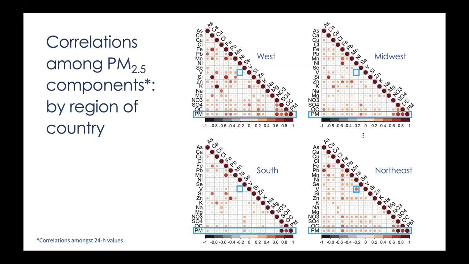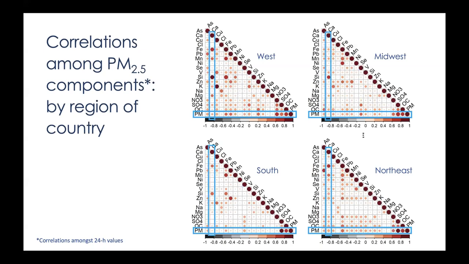We also see that the correlations are strong between components that are related to similar sources. In this case, in the blue squares, we see the correlations of vanadium and nickel, which are both seen as tracers for residual oil combustion. And we see that even for these tracers, they are correlated with each other, but the strength of this correlation varies by region of the country, where we see the strongest correlation between vanadium and nickel in the Northeast, which is analogous to what we saw previously on the maps, where oil combustion contributes the most to PM 2.5 in the northeastern part of the United States.